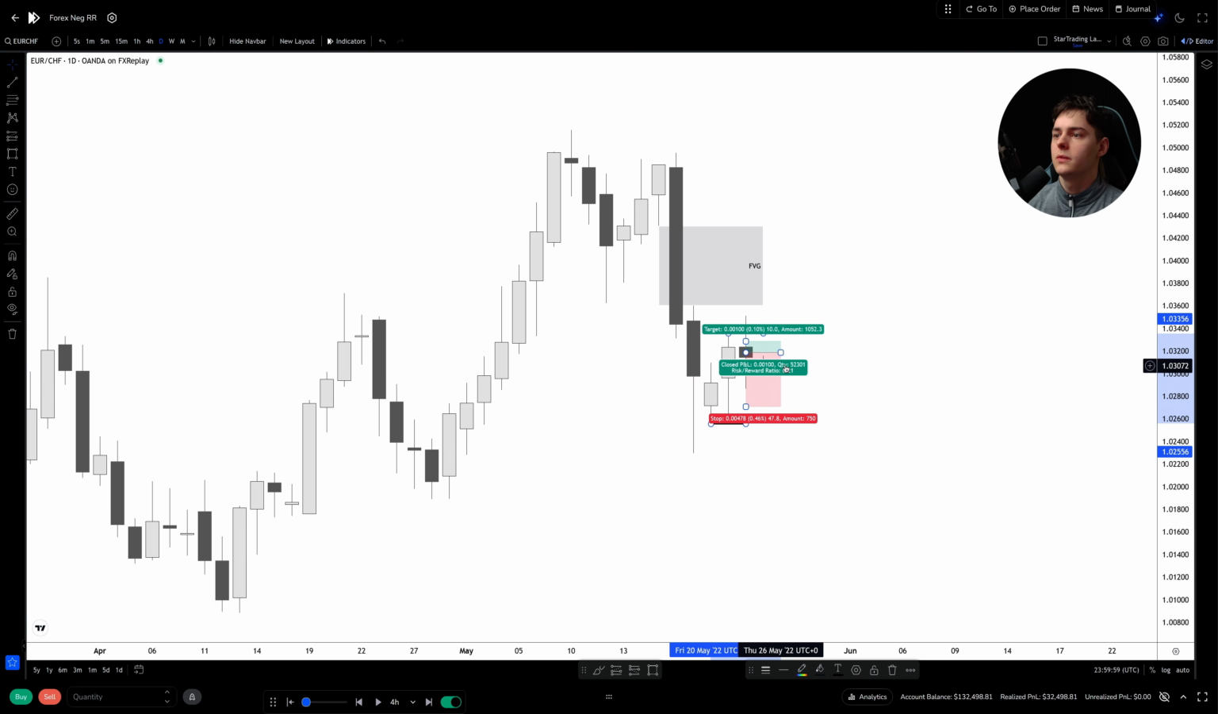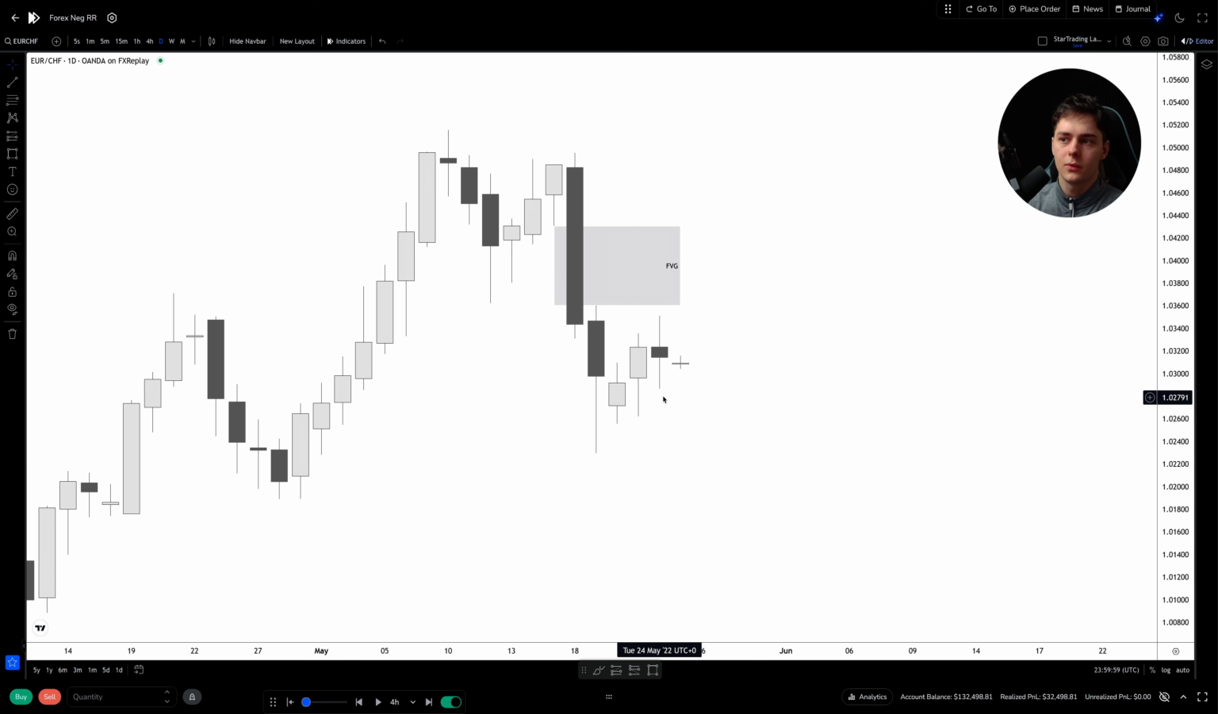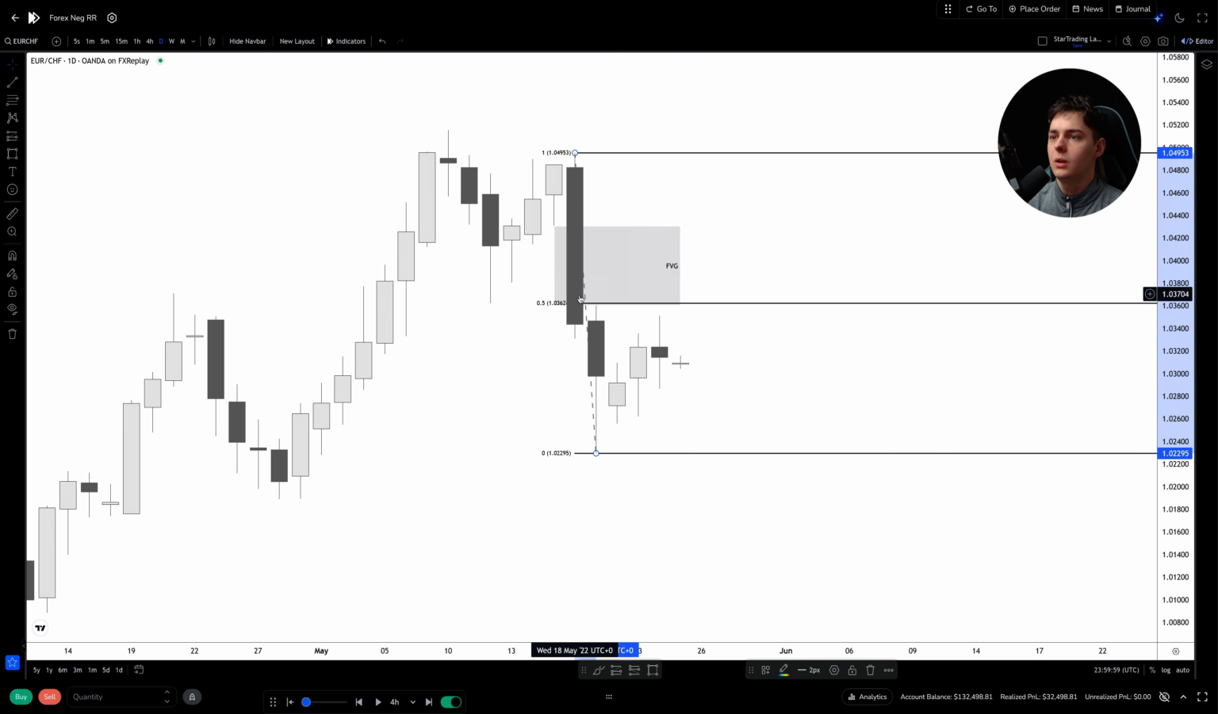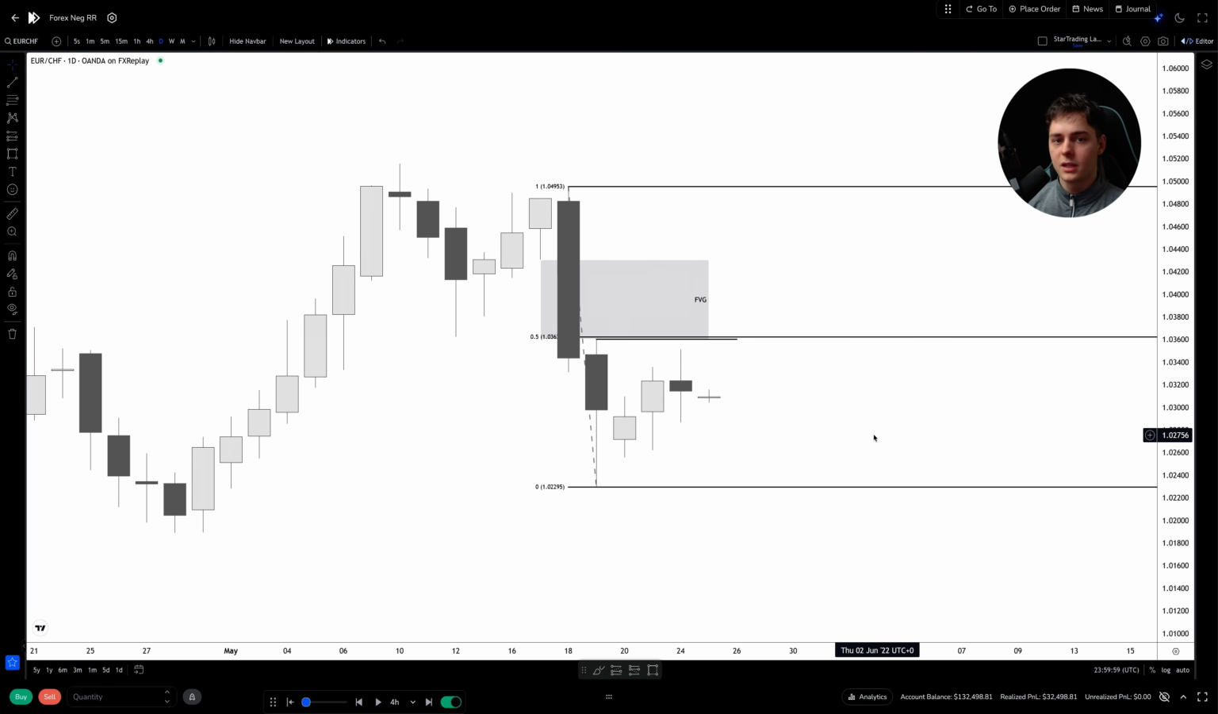Now let's go to USD CHF. This is a 50-50 scenario. We don't know if we're going for the low, don't know for the high. If you want me to take a bet, probably for the high and not for the low, but I'm still not going to participate in this. Now we have the premium to discount, which has not been traded into, aligning perfectly well with relative equal highs and also FVG. Usually this is actually a very good setup.